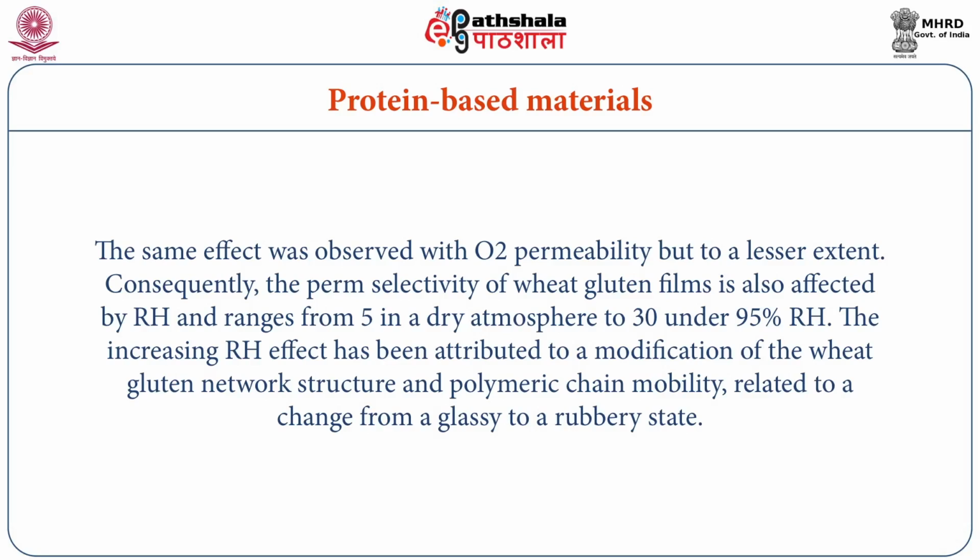Consequently, the perm selectivity of wheat gluten films is also affected by relative humidity and ranges from 5 in a dry atmosphere to 30 under 95% RH. The increasing RH effect has been attributed to a modification of the wheat gluten network structure and polymeric chain mobility related to a change from a glassy to a rubbery state.